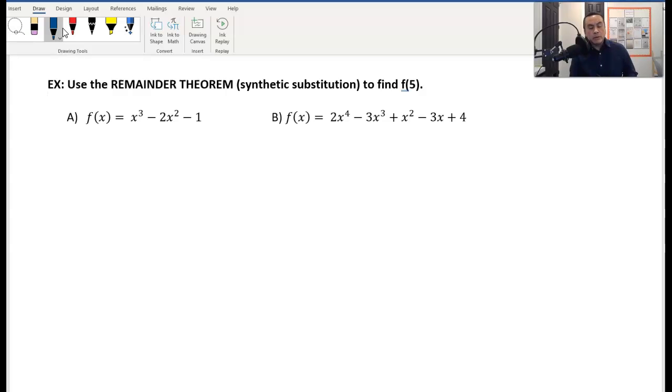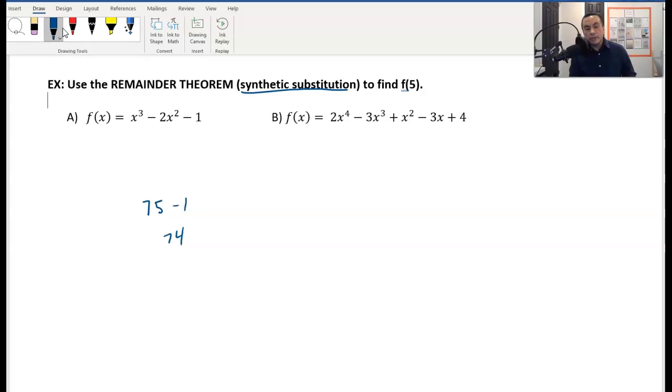All right, use the remainder theorem, also referred to as synthetic substitution, to find f of 5. Okay, let me tell you what this is about. If you put a 5 right there, and you work it out, you're going to get a certain answer. Let's check it out. 5 to the third power is 5 times 5 times 5. That's going to be 125. 5 squared is 25 times 2 is going to be 50. 125 minus 50, you get 75, minus 1, you get 74. So f of 5 for the first one is 74.